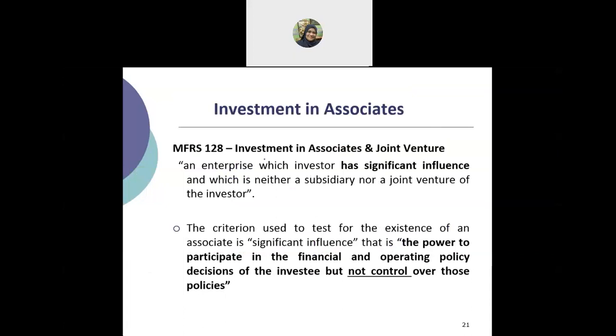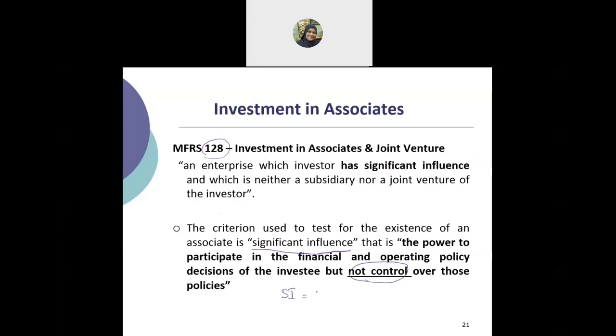Okay, so for investment in associates and joint ventures, standard 128 mentions that an associate is an enterprise over which the investor has significant influence, and which is neither a subsidiary nor a joint venture of the investor. The criterion used to test for the existence of an associate is significant influence. Significant influence refers to the power to participate in the financial and operating policy decisions of the investee, but not control over the policy. We only have the power to participate.